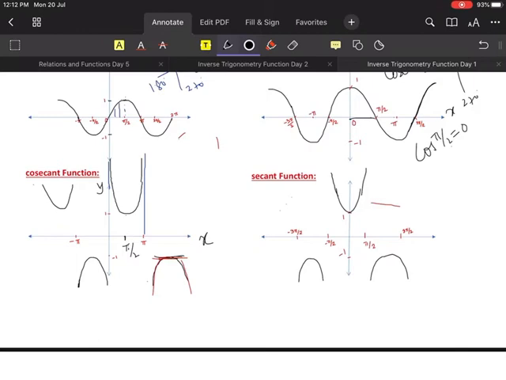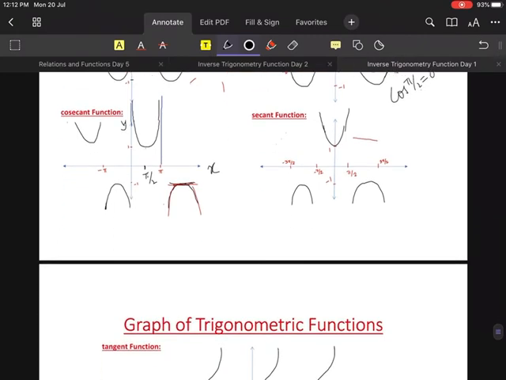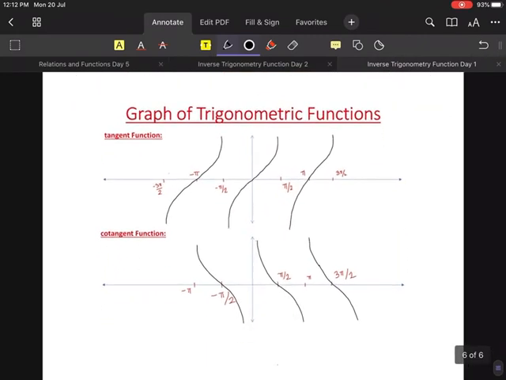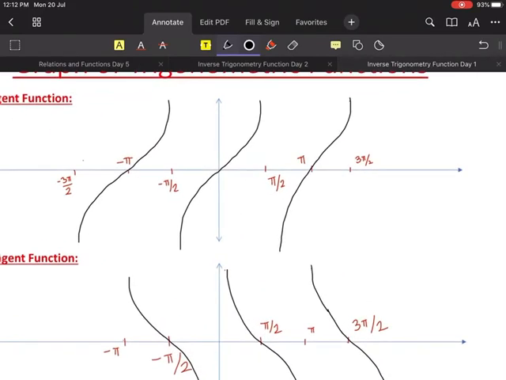Am I clear? Yes or no? Are you clear with this graph? Yeah. Let's move on to the last two graphs. That is the tan function. First, look at the tan function graph. Can anybody tell me what tan 0 is equal to?